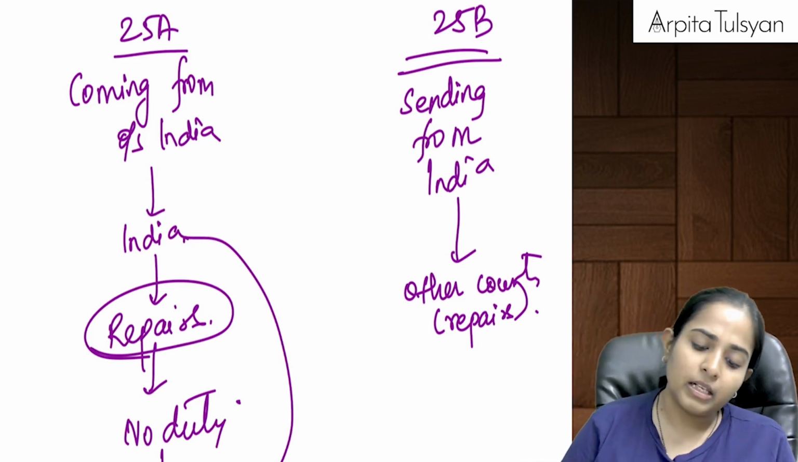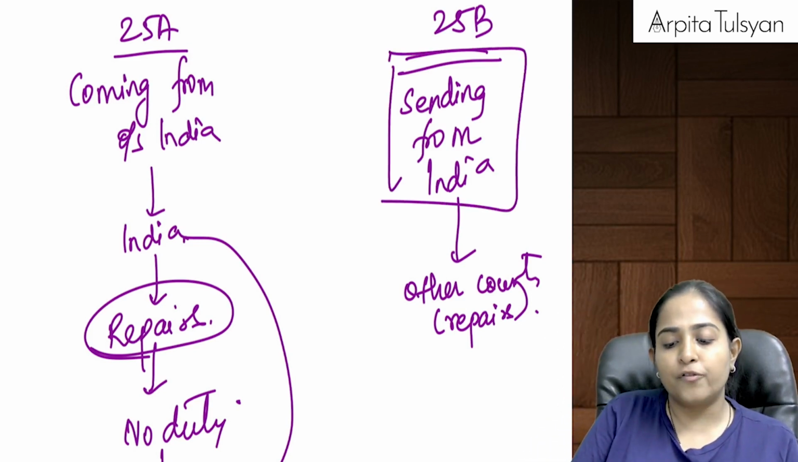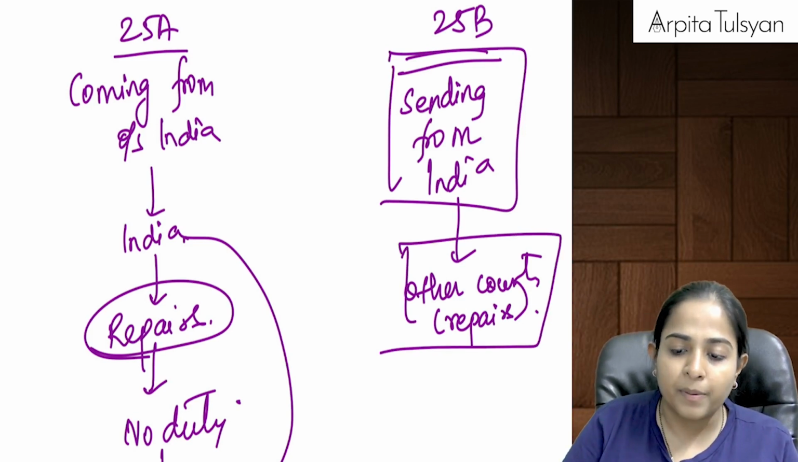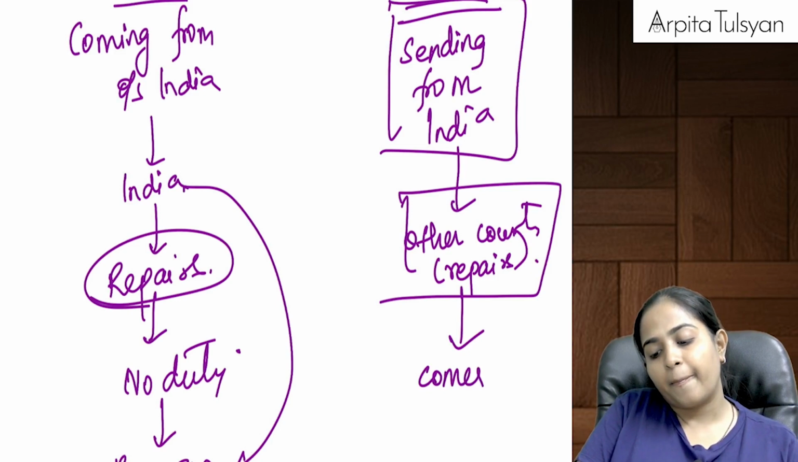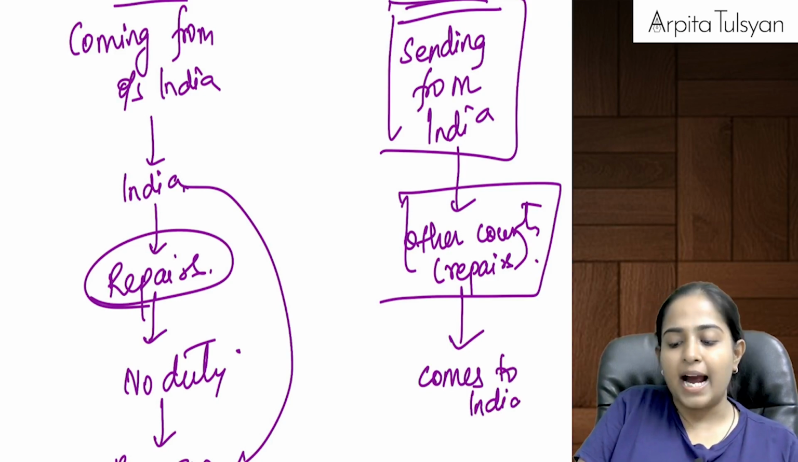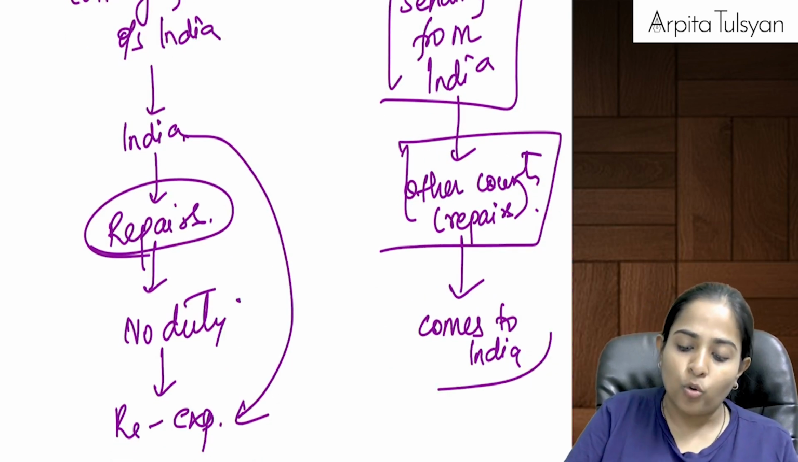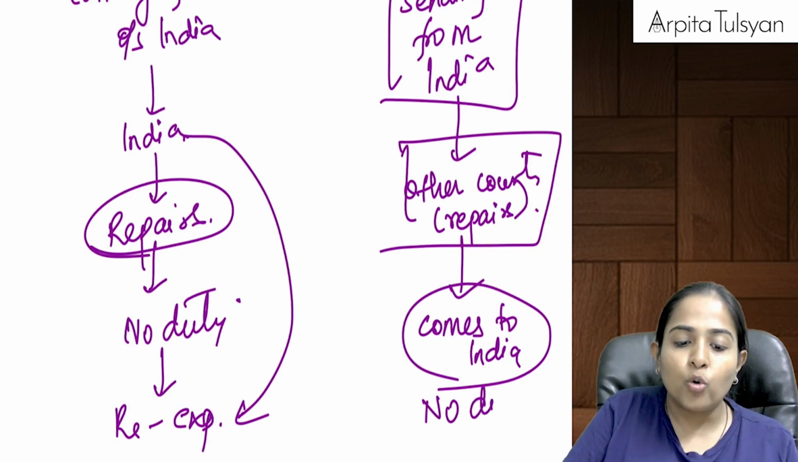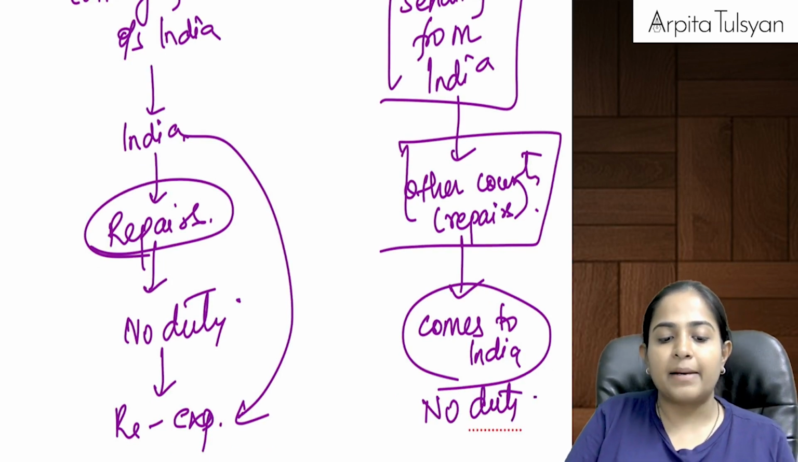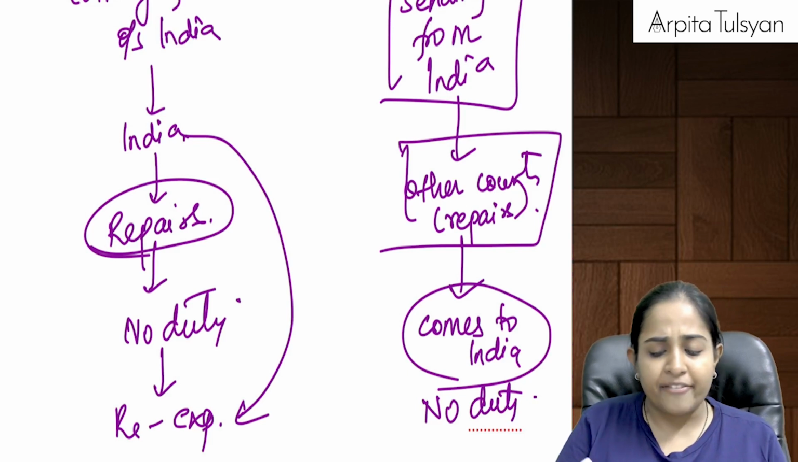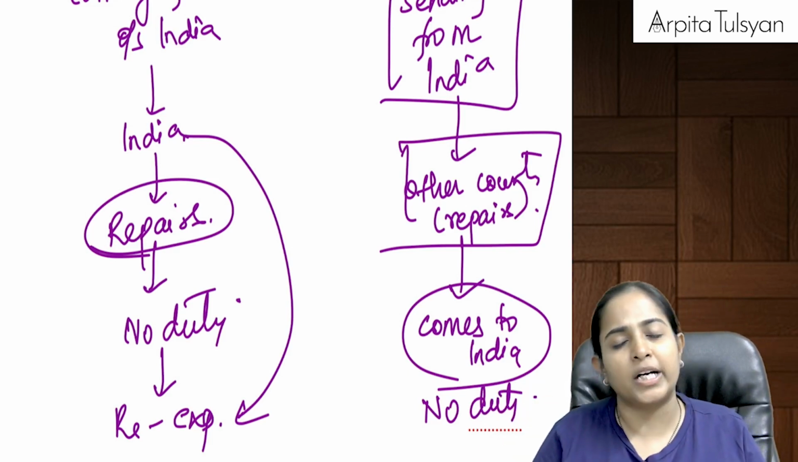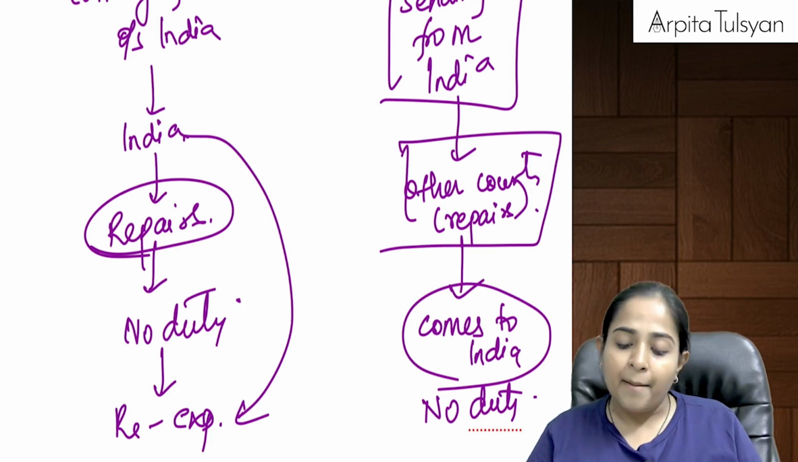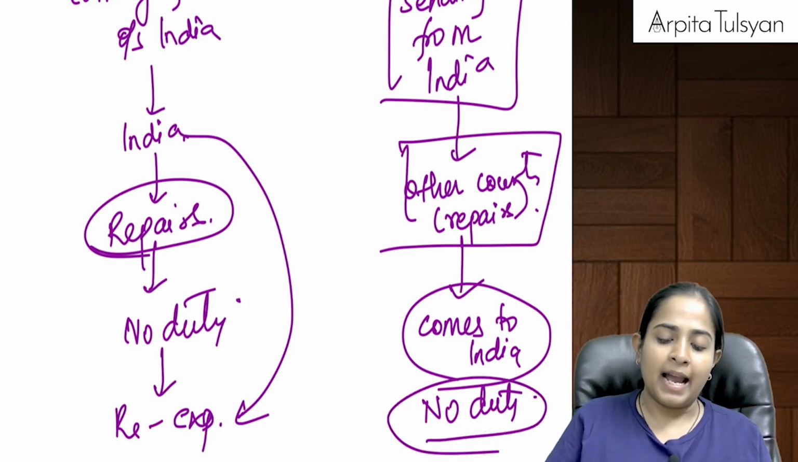Now listen, when you are sending the goods from India to another country for the purpose of repair, and then when it again comes to India, at that time there will be no duty payable on the same. Are you clear with this? Yes, definitely. Whichever goods are going outside India, the same goods should be coming into India. All those conditions must be fulfilled, but they are telling that no duty will be applicable in both the cases.